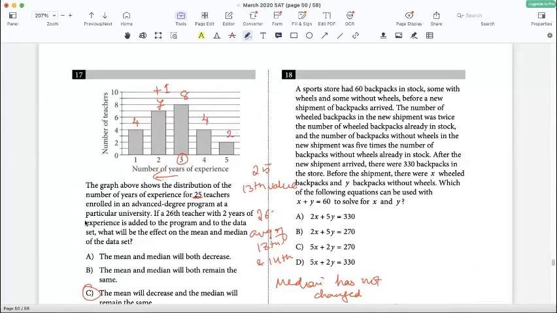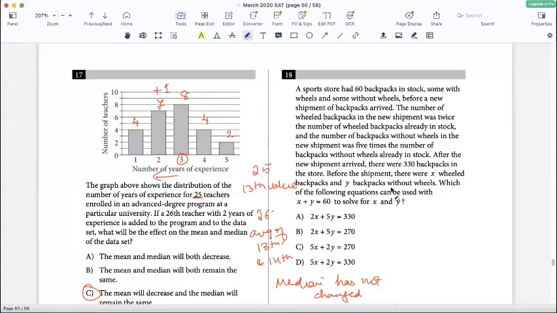A sports store had 60 backpacks in stock, some with wheels and some without wheels. Before a new shipment of backpacks arrived, the number of wheeled backpacks in the new shipment was twice the number of wheeled backpacks already in stock, and the number of backpacks without wheels was 5 times the number of backpacks without wheels already in stock. After the new shipment arrived, there were 330 backpacks in the store. Before the shipment, there were X wheeled backpacks and Y backpacks without wheels. Which of the following equations can be used with X plus Y equal to 60 to solve for X and Y?